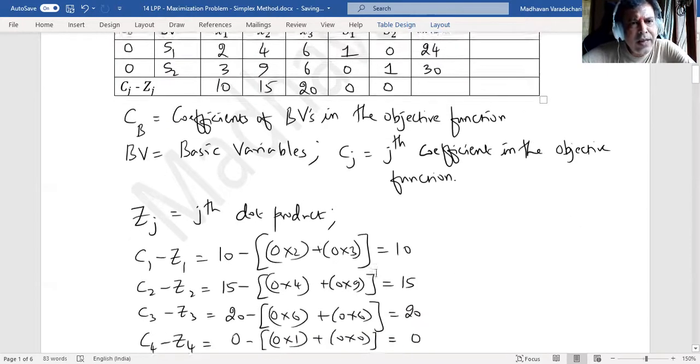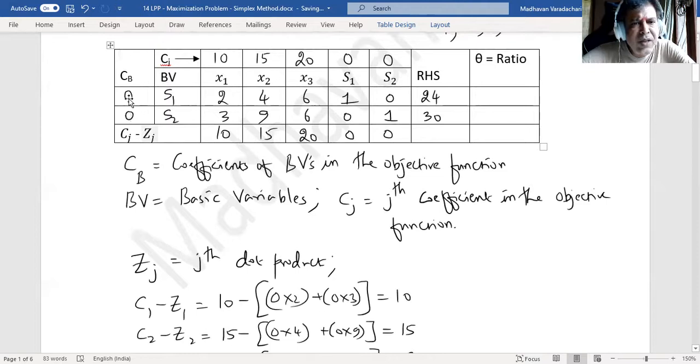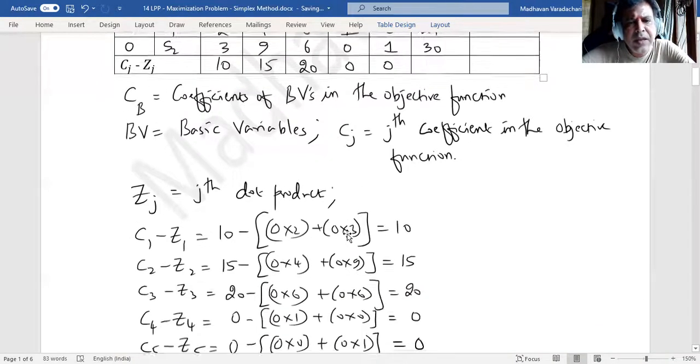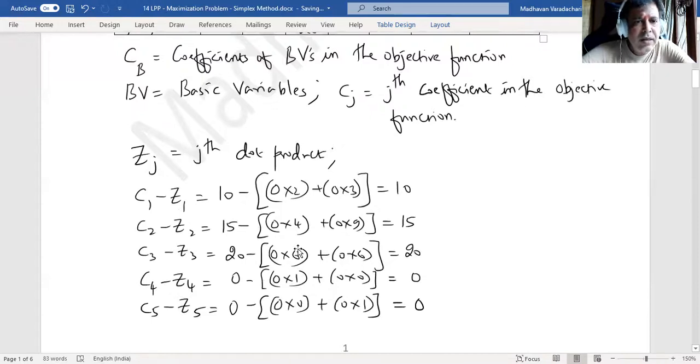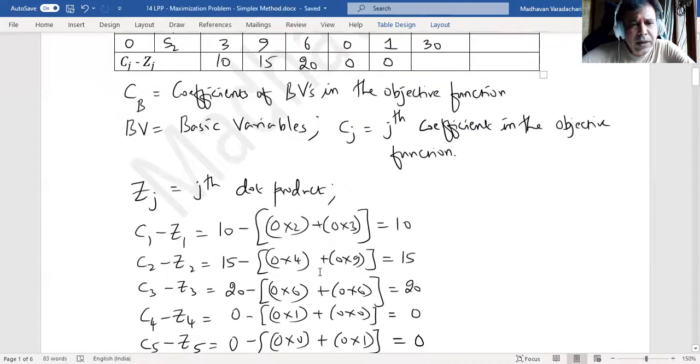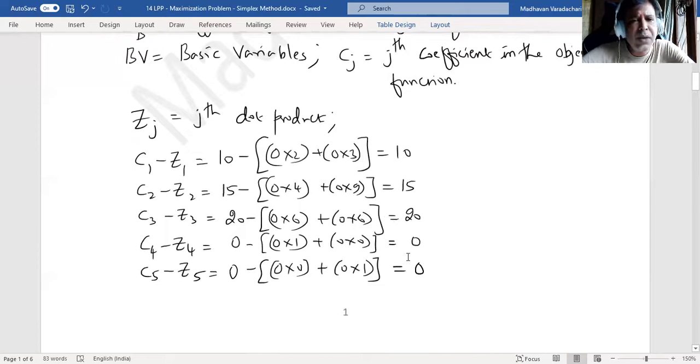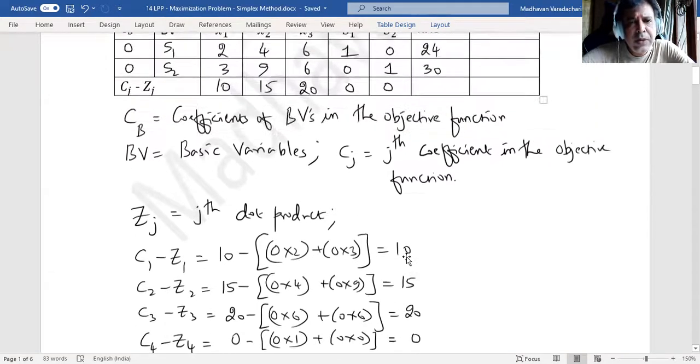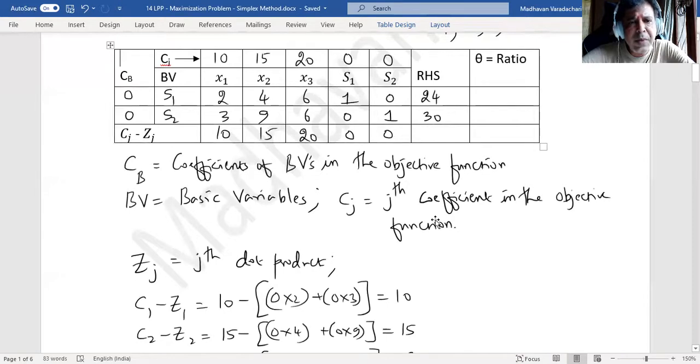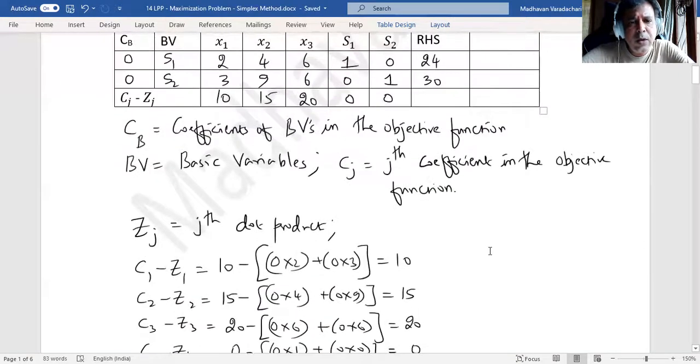Actually speaking, we need not calculate. Once you have the coefficient of basic variables as 0 and 0, you will get Cj minus Zj, the same elements what you are having in Cj. But still, I wrote all these things because subsequent tables also the same type of calculations will be there. That's why I explained it here so that the subsequent calculations will be easier for you to understand. So the calculations will be the same even for the subsequent tables. So we got these as the Cj minus Zj values.